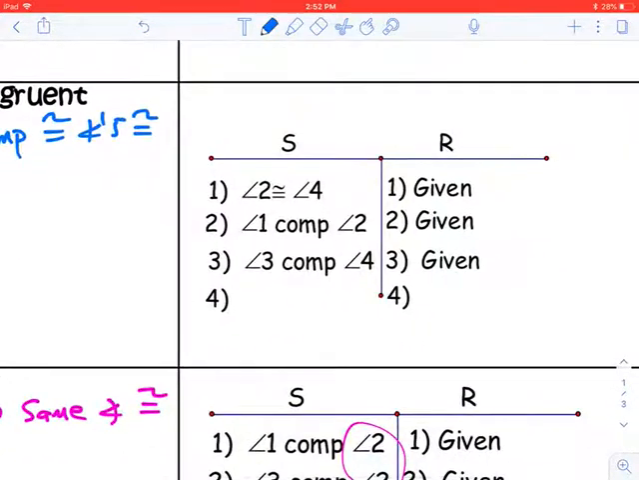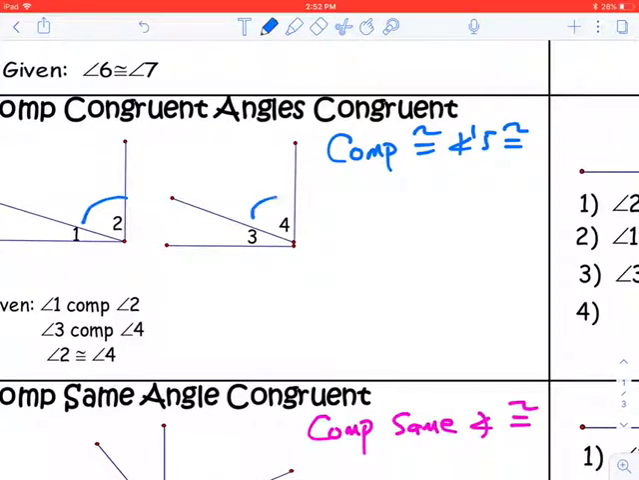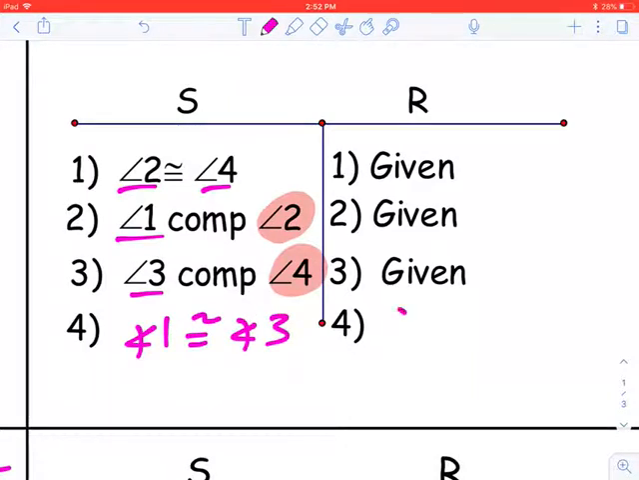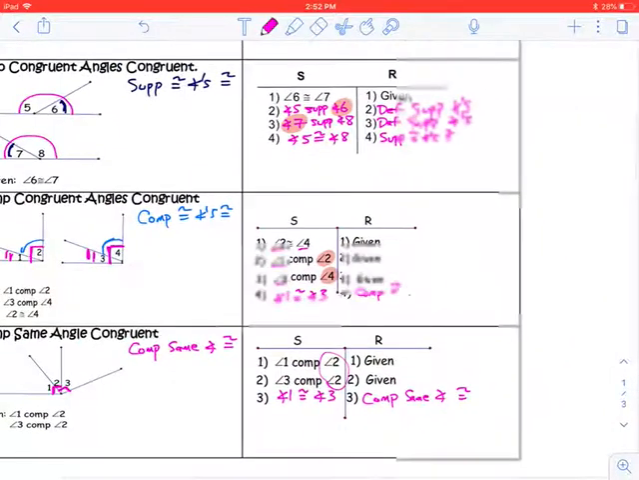So look at our given. 2 and 4 are congruent, right? And it says that these two are complementary. These two are complementary. Well, if 2 and 4 are congruent, then don't these two have to be the same as well? 2 and 4 are congruent. So 1 and 3 must be congruent. And that is by complements of congruent angles are congruent. Okay? And that's our theorems.